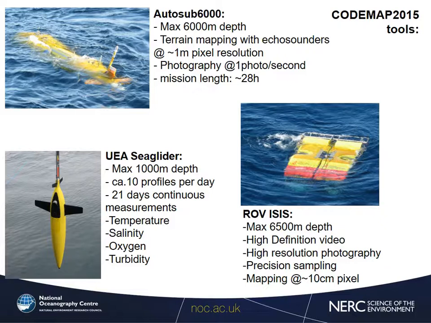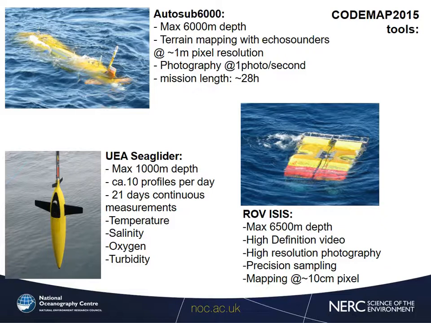The second vehicle we work with a lot is the ROV ISIS. Also full ocean depth, equipped with high definition video and high resolution photography. It can do precision sampling with its 2 7-function arms. And we also sometimes use it for ultra high resolution bathymetry mapping.